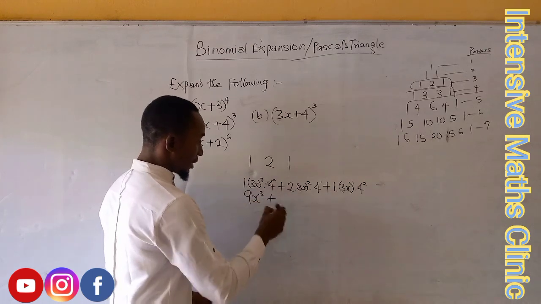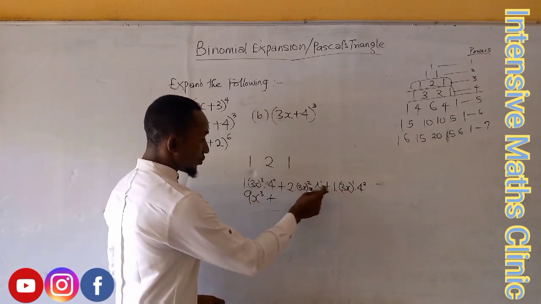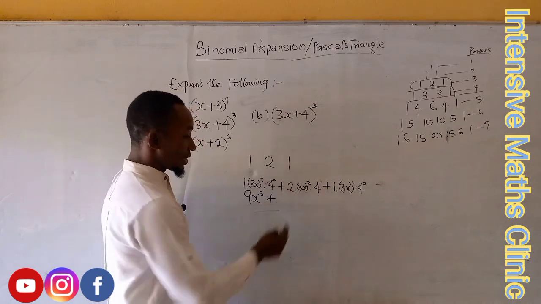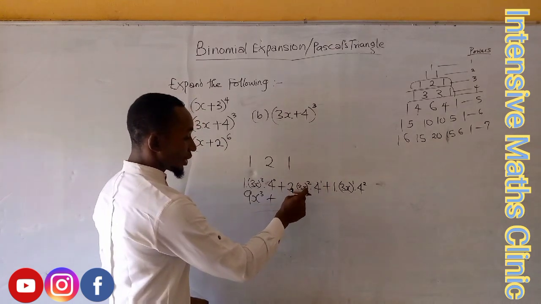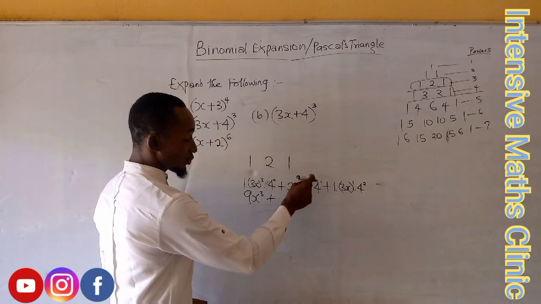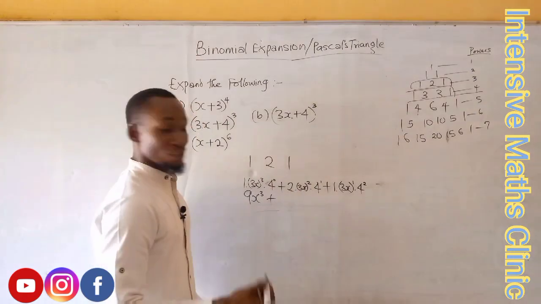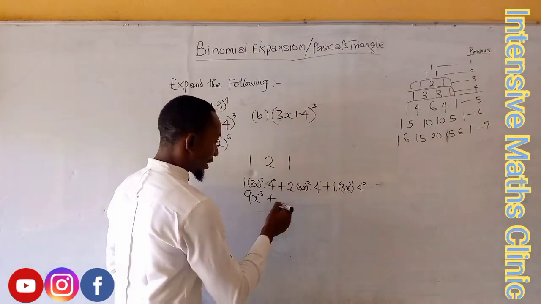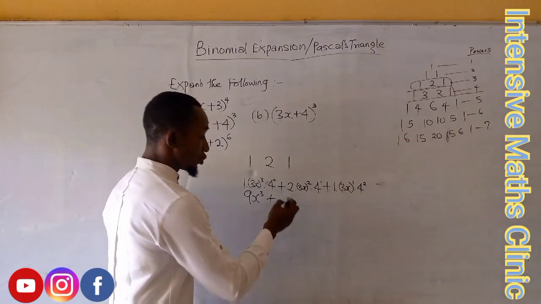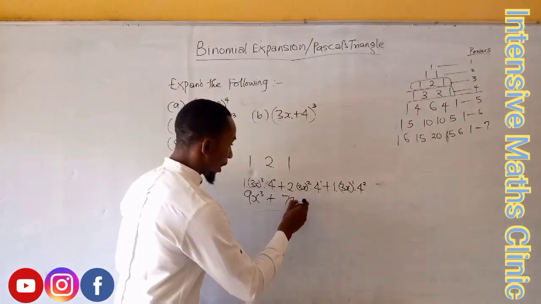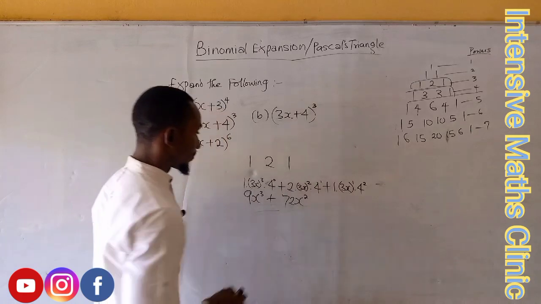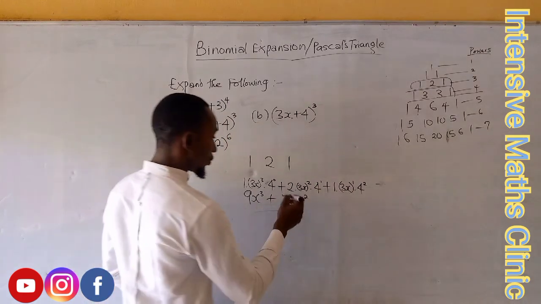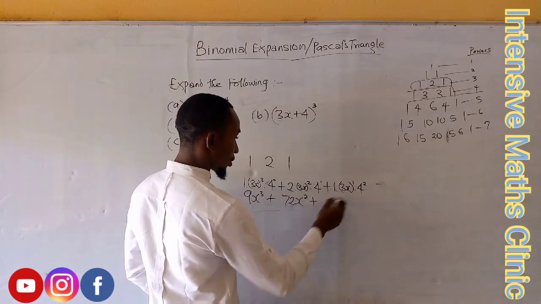Is the value here. So 4 raised to the power of 1 is 4. 4 times 2 is 8. 8 times 3x raised to the power of 2. 3x raised to the power of 2 is what? 9x squared. 9x squared times 8. 9 times 8 is 72x squared, plus what?